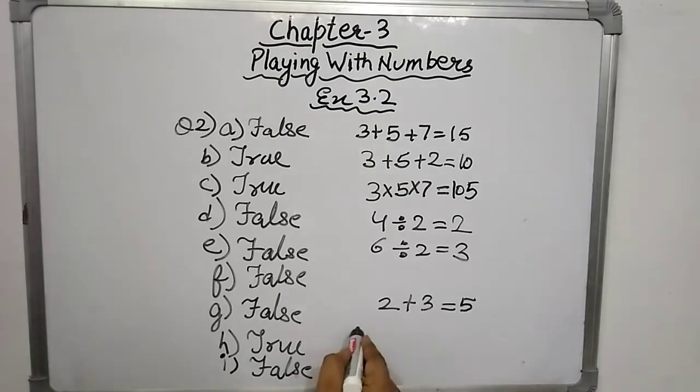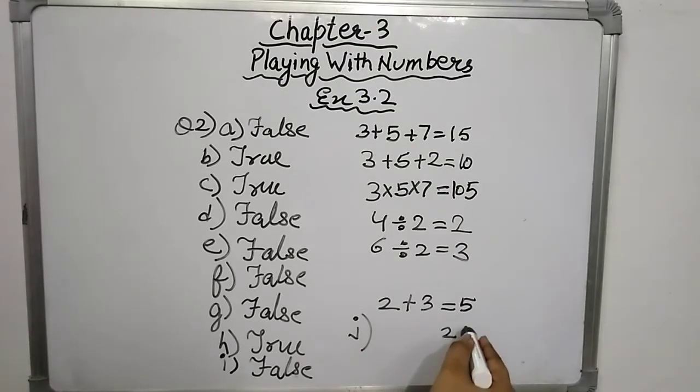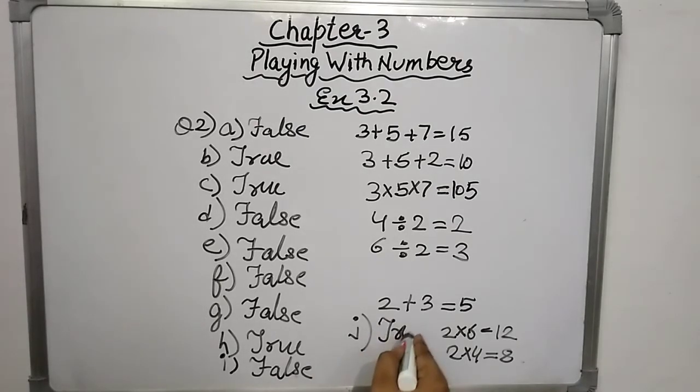Last statement is the product of two even numbers is always even. Let's multiply any two even numbers. Your answer is even. Let's check it for one more product. 8. Yes. Whenever you multiply any two even numbers, your answer will be an even number. So this statement is true.